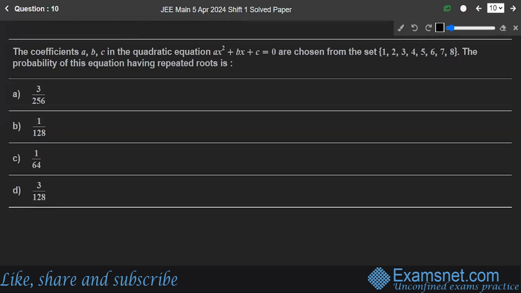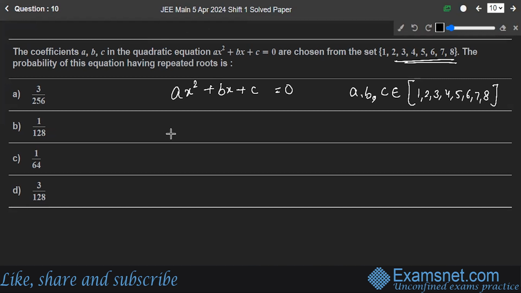Question number 10, the coefficients of a, b, c in the quadratic equation are chosen from this set. The probability of this equation having repeated roots is. So you have the quadratic equation ax square plus bx plus c is equal to 0, where a, b, c are chosen from this set. a, b, c belong to 1, 2, 3, 4, 5, 6, 7, and 8.